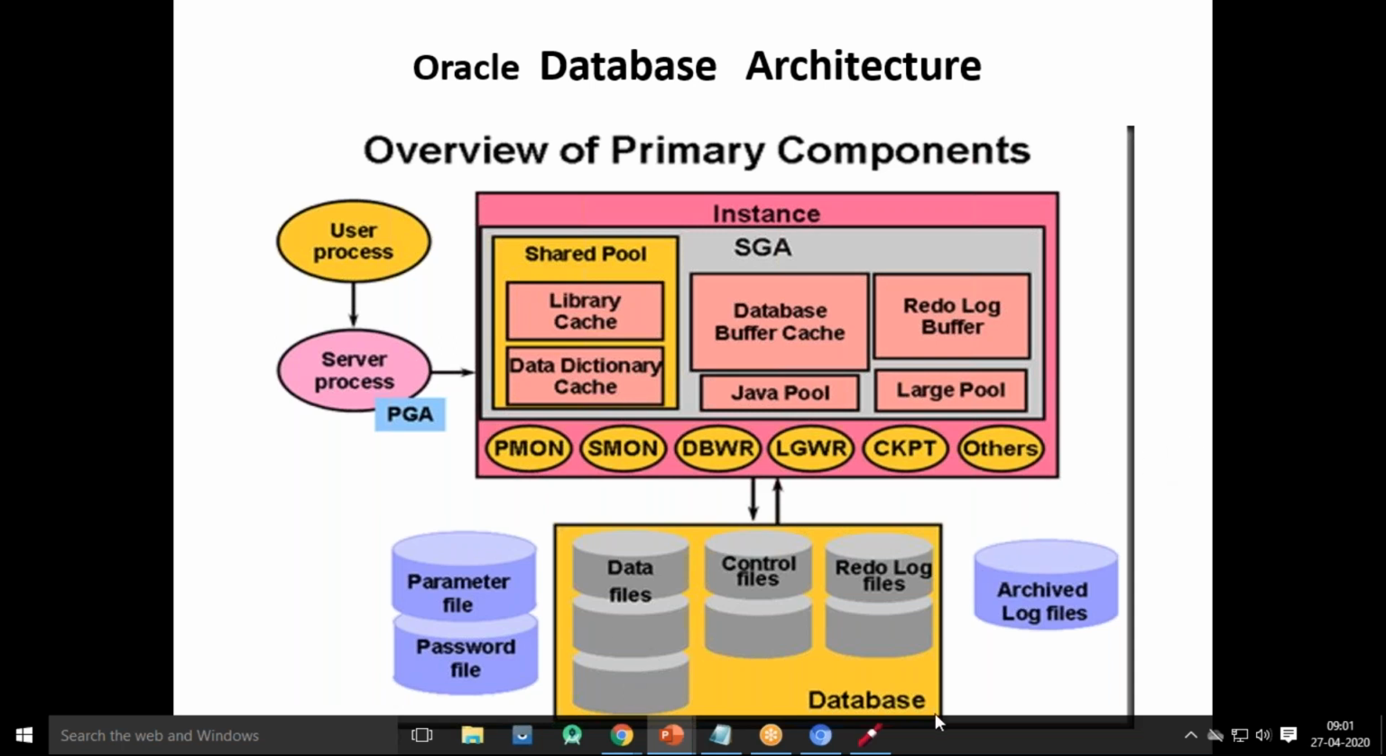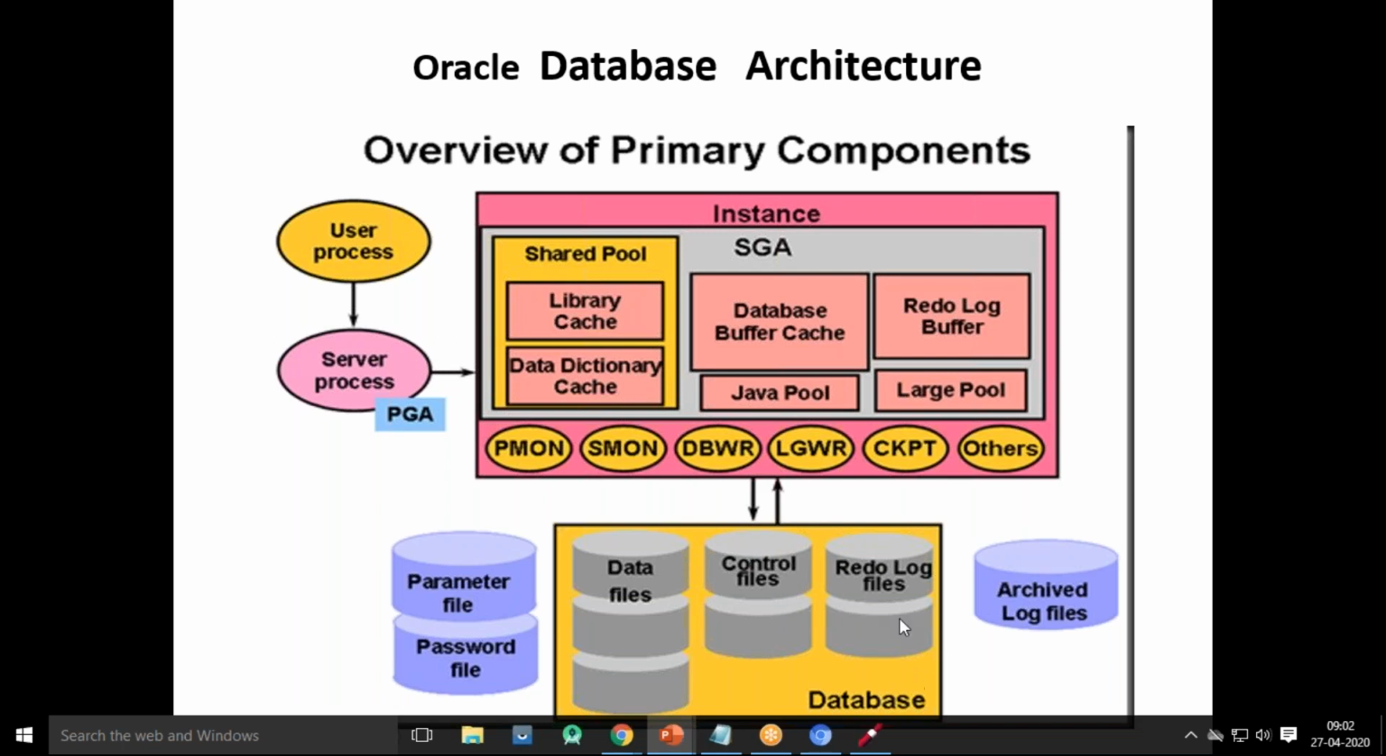Next in the database we have data files, control files, and redo log files. Data files contain the actual data, the raw data. Control files you can imagine like the heart of the database. Control files only will open the database, whenever they find a synchronization between the data files and redo log files.